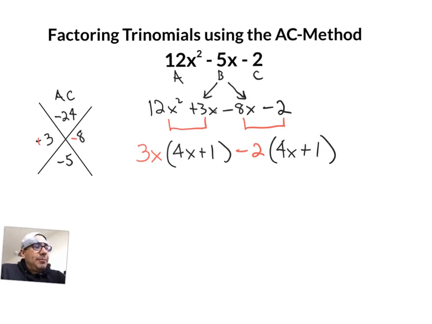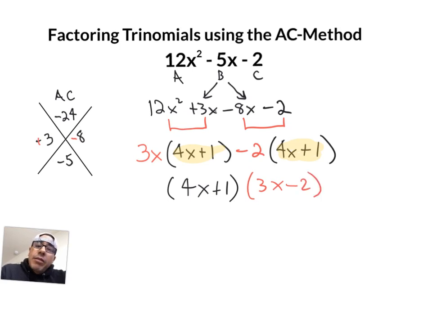And then we notice they both have a 4x plus 1 in common. So that's what we factor out. Let's go ahead and factor out that 4x plus 1 because that's what they share. And when you factor it out, you're essentially taking this away, and this away, and we're left with 3x minus 2. And so you're left with the factor 3x minus 2. And now you have found those factors.